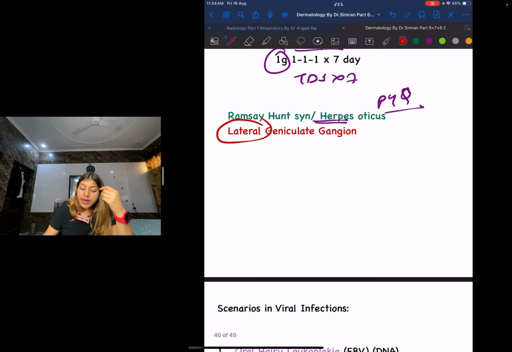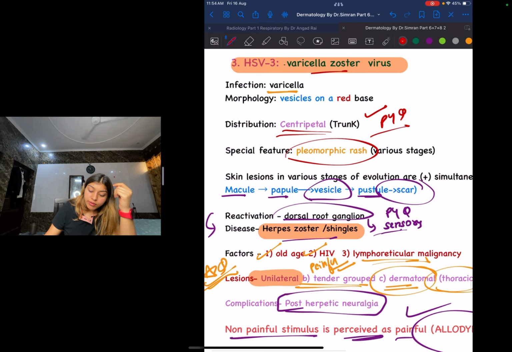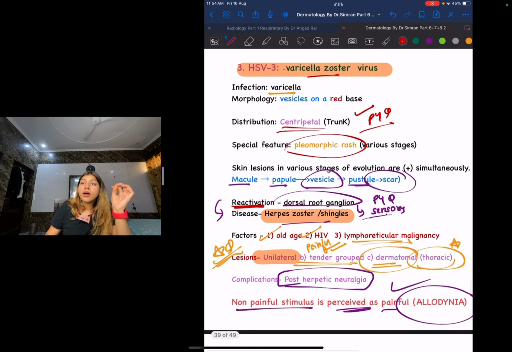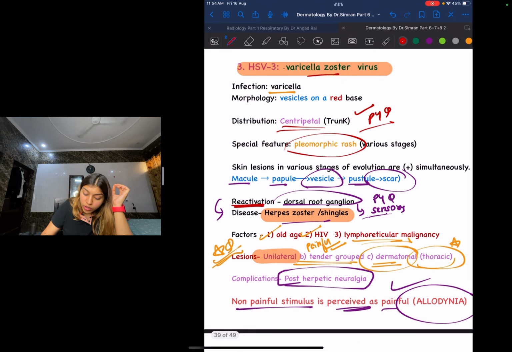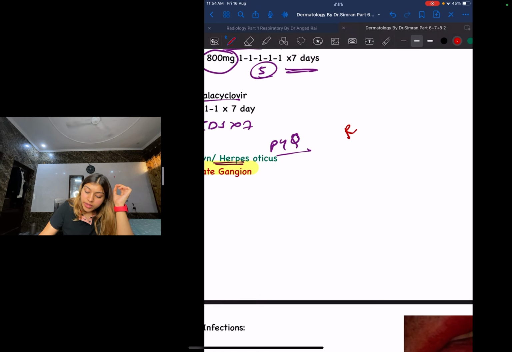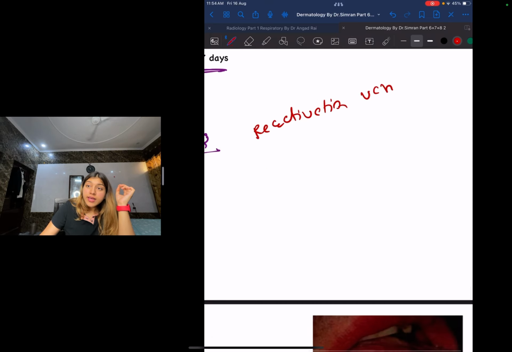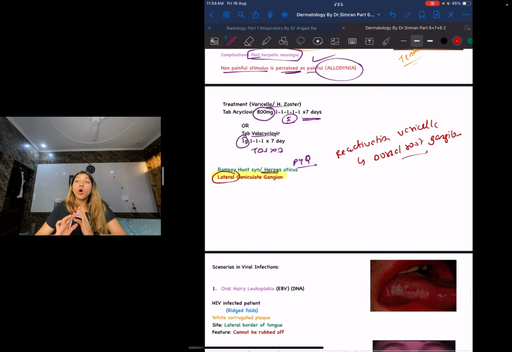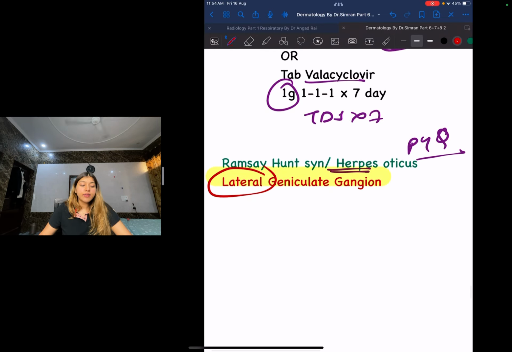Okay, whereas what did we study over here? We studied that varicella zoster reactivation was affecting the dorsal root ganglion, whereas Ramsay-Hunt is affecting the lateral geniculate ganglion. Let us write it over here only, so that when you revise, you will know that this is also a differentiating point, but do not get confused. Okay, so Ramsay Hunt goes and affects the lateral geniculate ganglion.